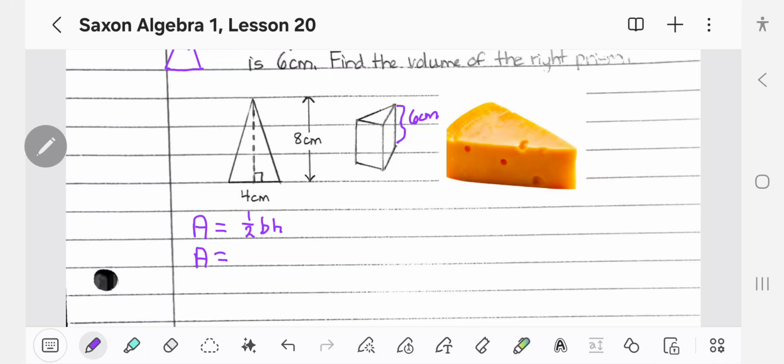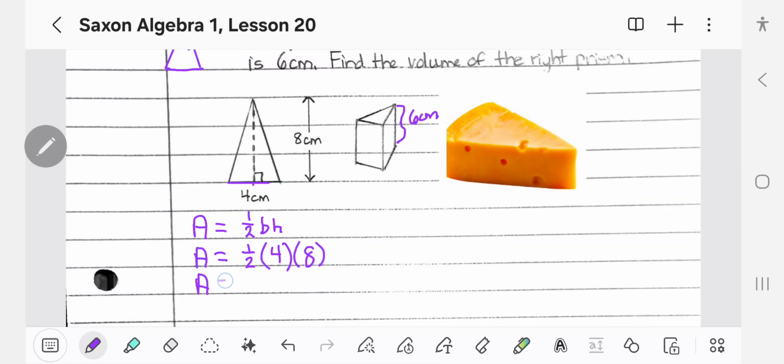The area of this base is going to equal 1/2. Here we're going to use the word base again. So this is the base of this prism, but the base of my prism also has a base, and it's here, the base of the triangle. So that base of the triangle is 4. I know that's the base because the height is perpendicular to it. That's how I can know that it's the base. And then the height of the triangle is 8.